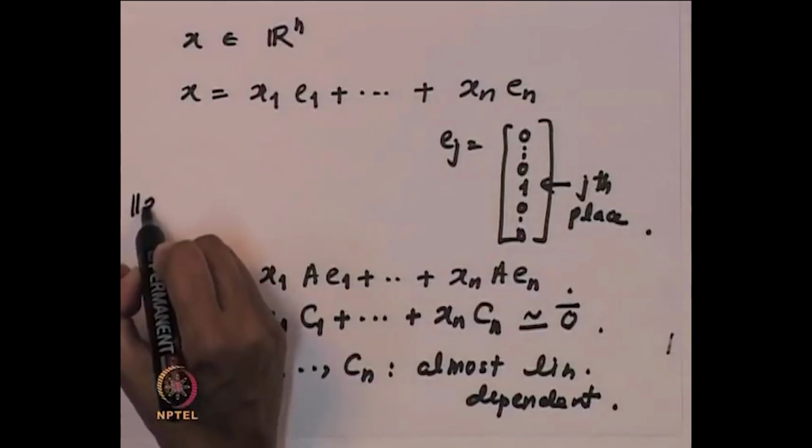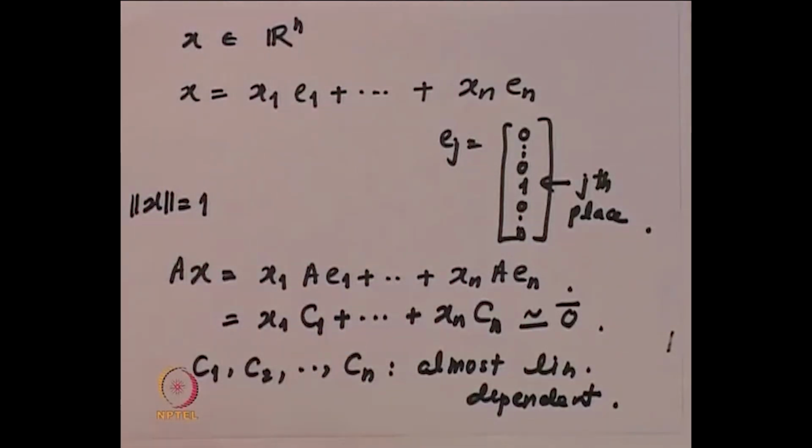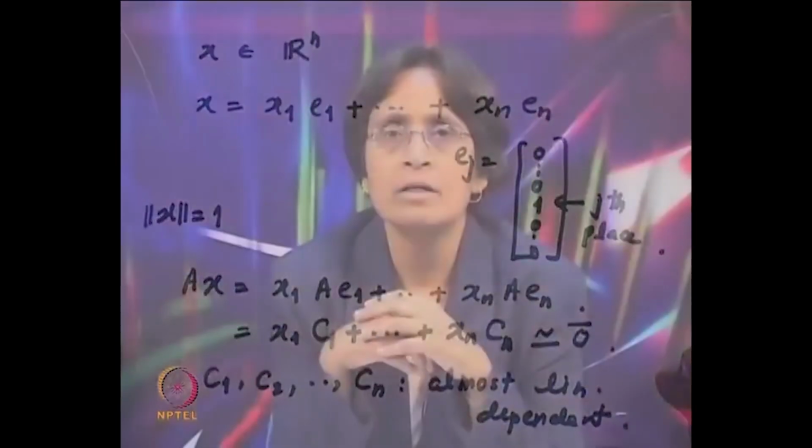And norm x is equal to 1. So, linearly dependent will mean that there exist scalars x1, x2, ..., xn such that x1 C1 plus x2 C2 plus ... plus xn Cn is equal to the 0 vector. Our matrix A is invertible.